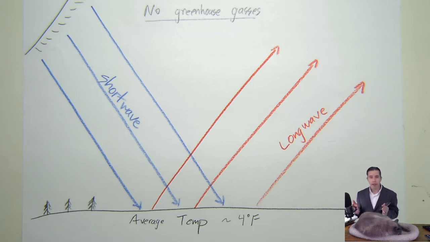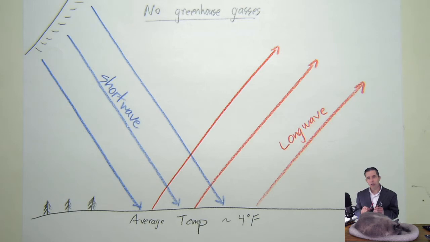What would the Earth be like? If the average temperature is about 0, that means you're looking at an Earth that is essentially entirely frozen. The oceans would probably be frozen completely over, right? So that's what it would be like if we had no greenhouse gases.